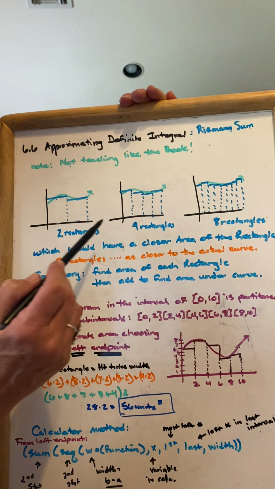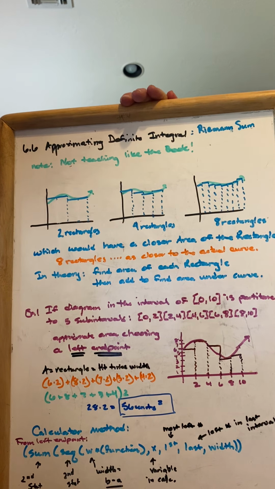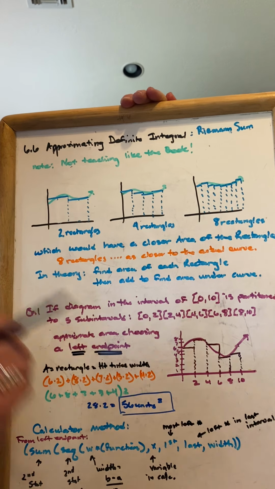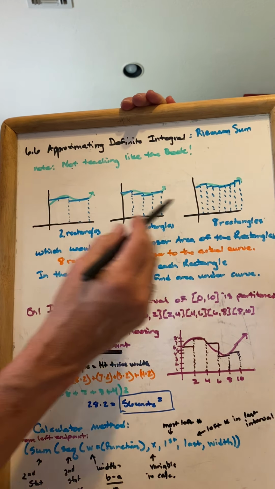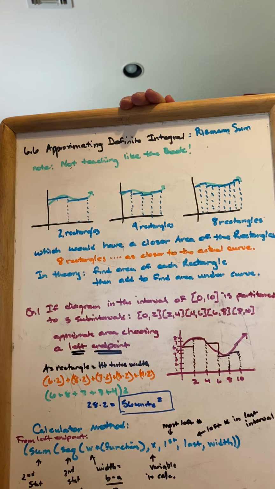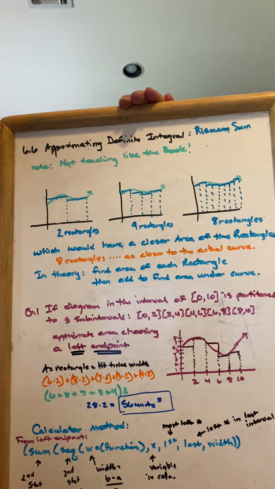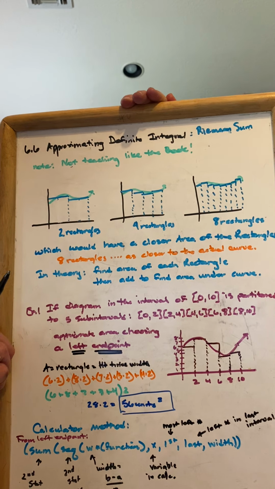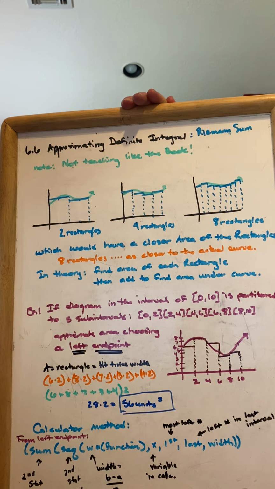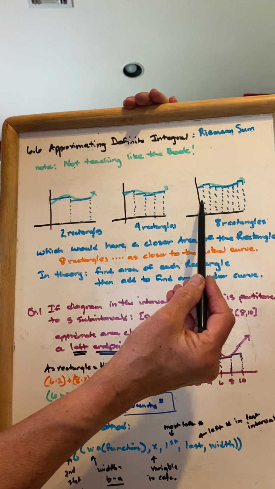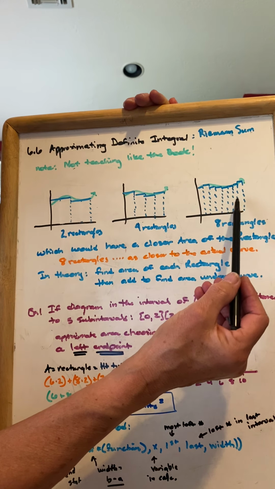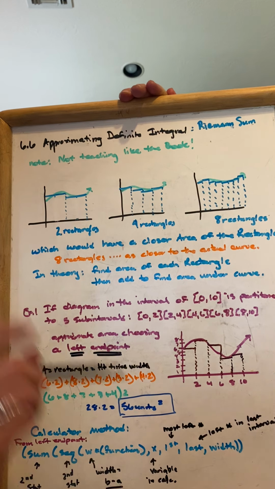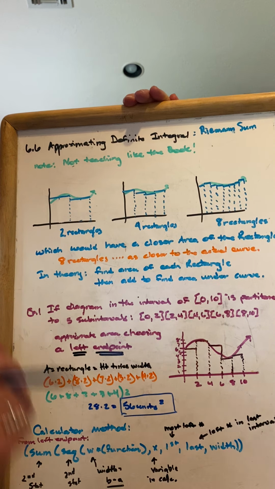If you want to take the time, pause the video and make those. The 8 rectangles in this one would actually have the closer estimate to the area of the curve. So that's the idea. In theory, you're finding the area of the rectangles, then adding each of the areas. If we go to the 8, find the area of this rectangle and this and this and this and this and this and this and this, and add all 8 together, and you'd get it. So our first example, that's exactly what we're going to do.